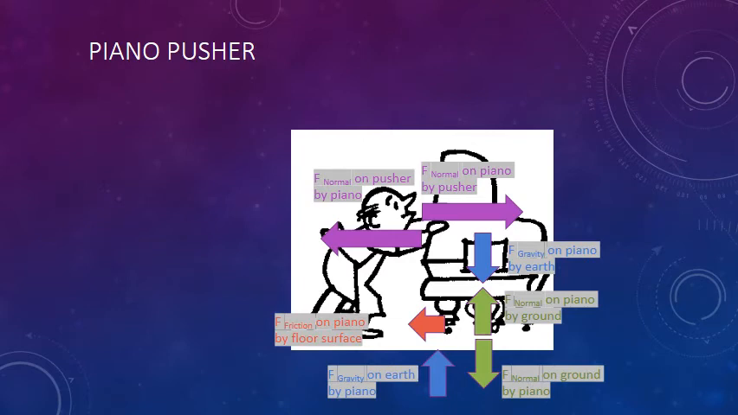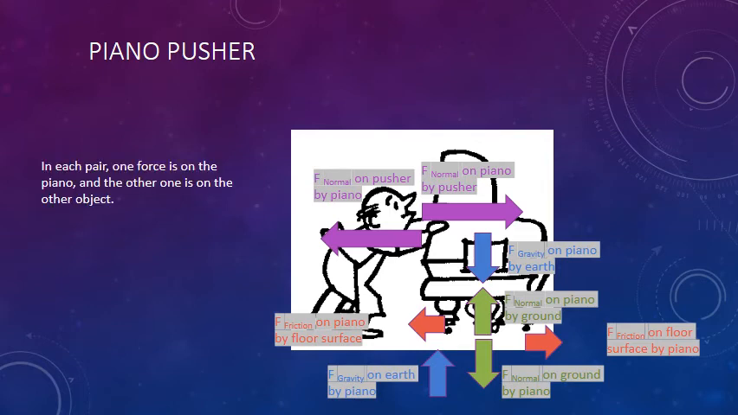There's also a friction force on the piano, acting in a direction opposite from the motion of the piano, by the floor surface. So the piano's wheels are rubbing on the floor, and that's pushing to the left on the piano. Of course, the piano is also pushing on the floor, so the floor feels stretched by friction in the opposite direction. So these are all the forces on the piano, and also all the forces on the other objects that are touching the piano or acting on it.